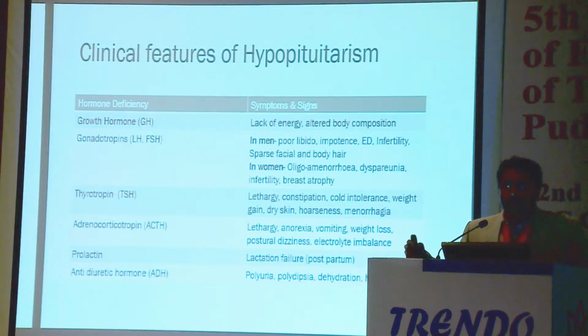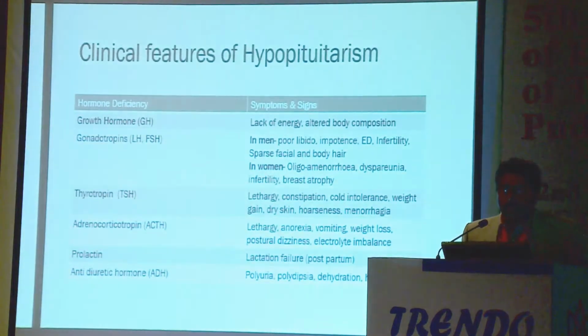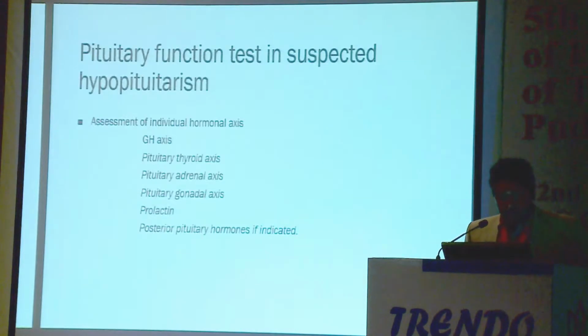Prolactin deficiency in adults is usually asymptomatic except in a specific condition, that is postpartum pituitary failure, where it can present as lactation failure. Otherwise, in a non-pregnant or non-postpartum adult, prolactin deficiency is of little clinical significance. ADH deficiency presents as diabetes insipidus. I think we have heard about that in the previous talk.